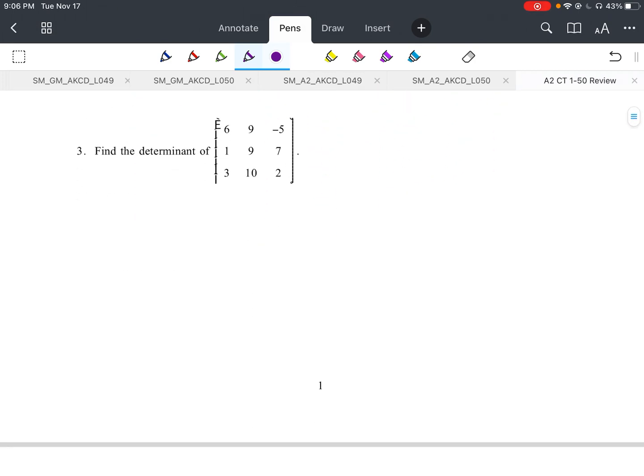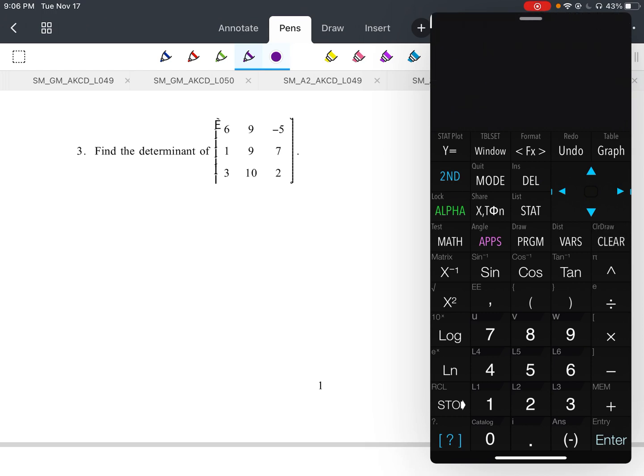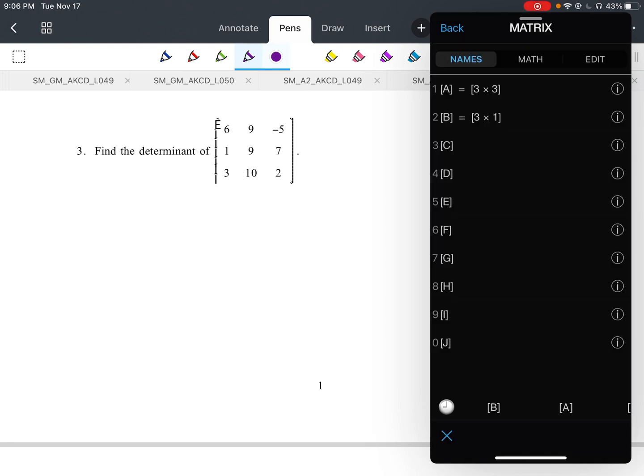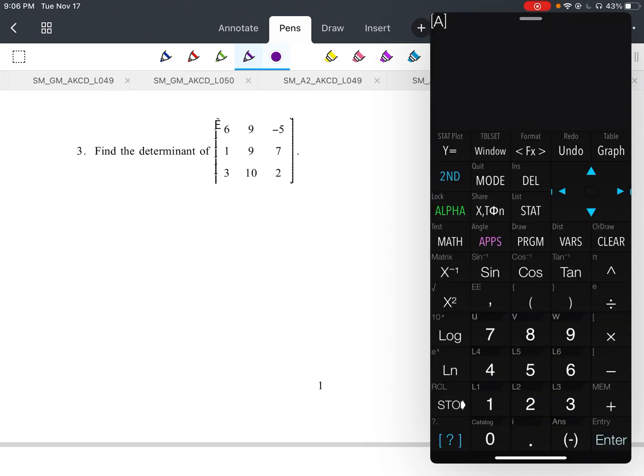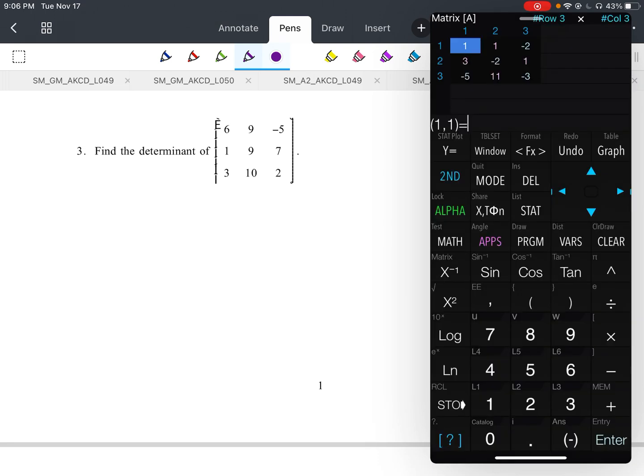All right, to find the determinant. The best way to do a determinant for a 3 by 3 is to not do it by hand. So we're going to go right to matrix here, and let's change our 3 by 3. Oops, I didn't do edit. Matrix, edit, then pick A. And I got a 3 by 3 in there, so 6, enter, 9, enter, negative 5, enter, 1, 9, 7, 3, 10, and 2.